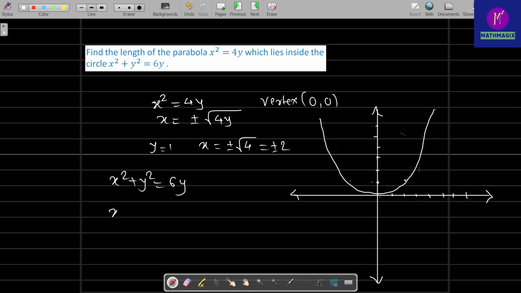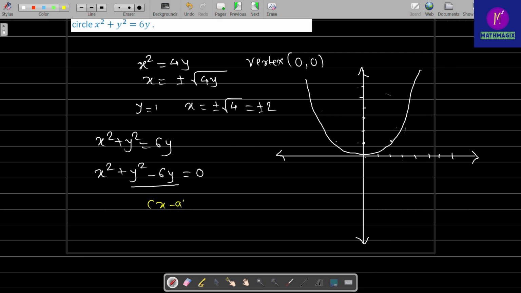So how to do that? This is x square plus y square minus 6y equal to 0. We need to make this a perfect square because the standard equation of a circle is (x minus a) whole square plus (y minus b) whole square equal to r square. So we want to make this a perfect square, and how to do that? It's very easy to make such a thing a perfect square.